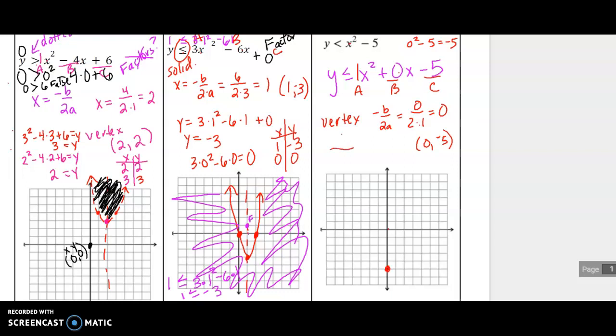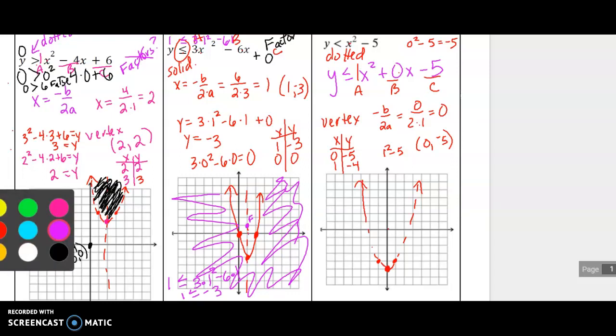Okay, and I need another point. So I'm just going to pick 1. So 1 squared minus 5 is -4. So (1, -4). And then through symmetry, I don't have a bar, so I know it's going to be dotted. Okay. And then I'm going to pick a point. Well, I can tell that (0, 0) is not on my curve.